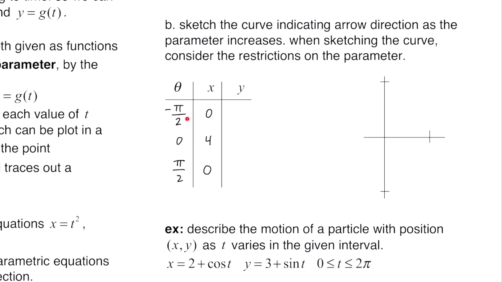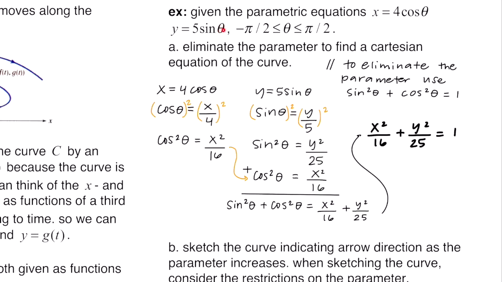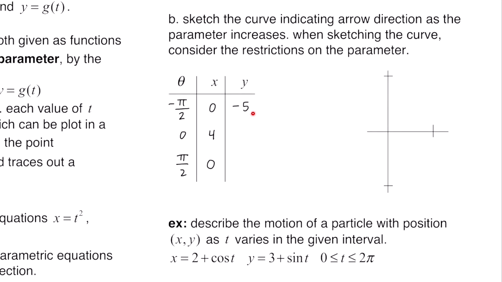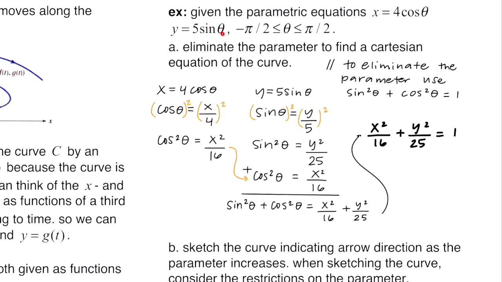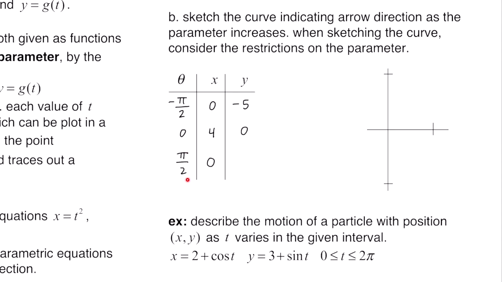So we'll plug in negative pi over 2, 0, and then pi over 2 to find our values for y. So first we plug in negative pi over 2, so sine of negative pi over 2 is going to be negative 1, and negative 1 times 5 is negative 5. So we get y equals negative 5. Now we're going to plug in 0, so sine of 0 is 0, and 0 times 5 is 0, and then we're going to plug in pi over 2.